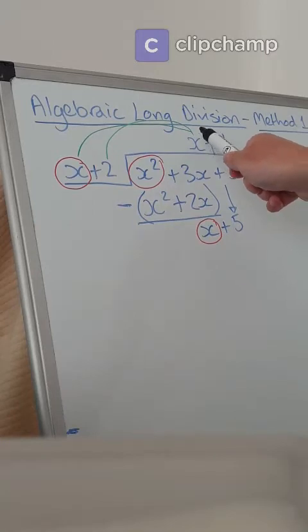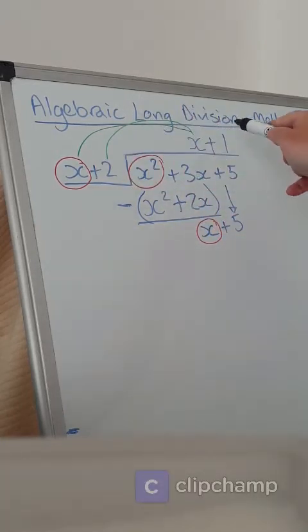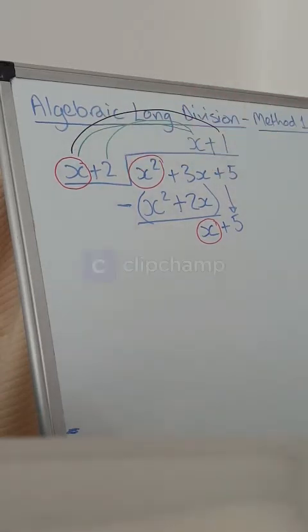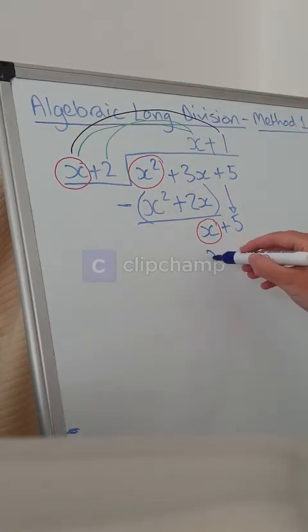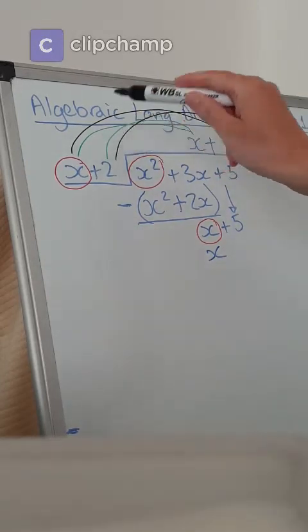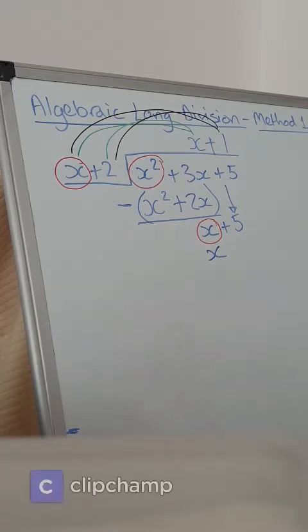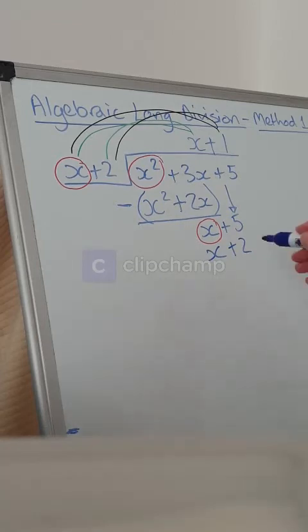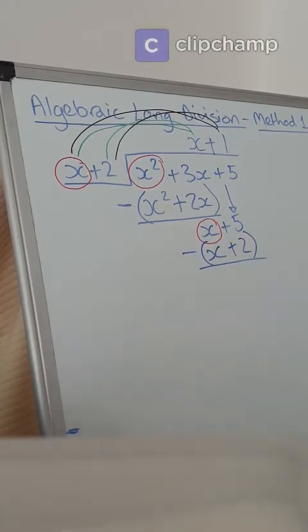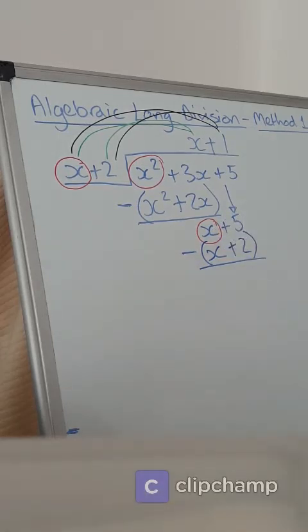Again, like we did with this x, we multiplied it by each of these two terms. I'm going to do the same with the 1. I'm going to do 1 times x, giving me x, and then 1 times 2, which gives me plus 2. I put those answers there, but I want to subtract both of those terms, so I put them in a bracket. Going to the subtraction, x take away x goes to 0, they disappear, and 5 take away 2 gives me 3.